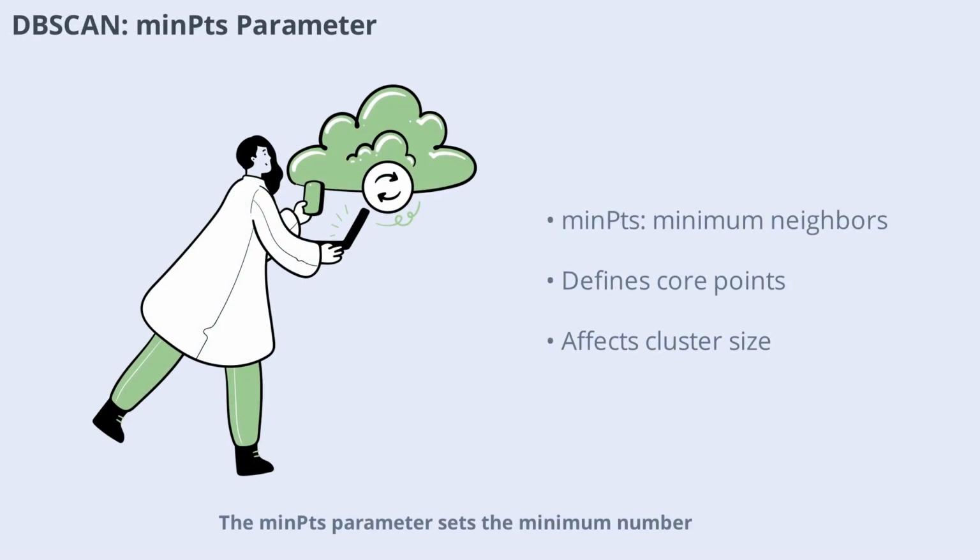The min-pts parameter sets the minimum number of points required to form a dense region. If a point has at least min-pts neighbors within its epsilon radius, it's considered a core point and can start forming a cluster. Points with fewer neighbors are either border points or noise. Setting min-pts too low may result in many small clusters, while too high may miss meaningful groupings. Typically, min-pts is set based on the dimensionality of the data.